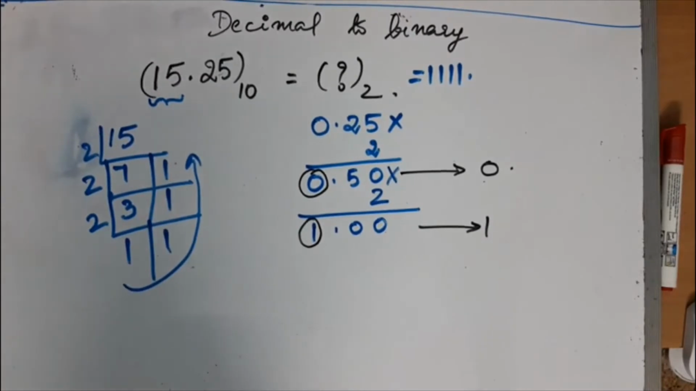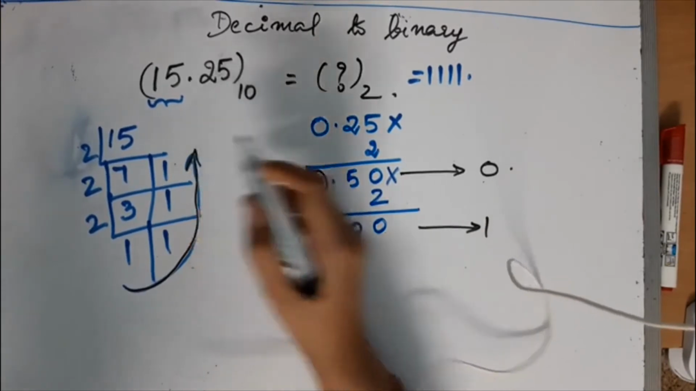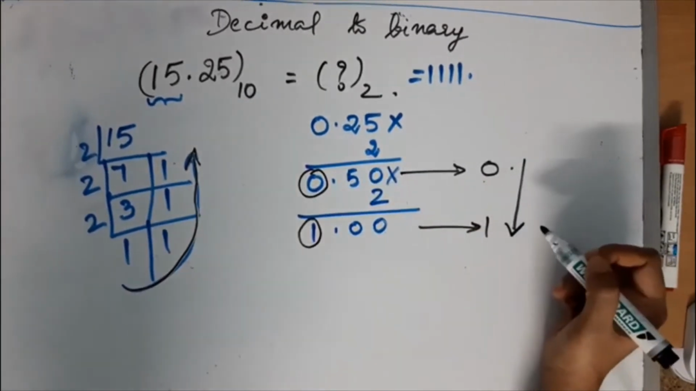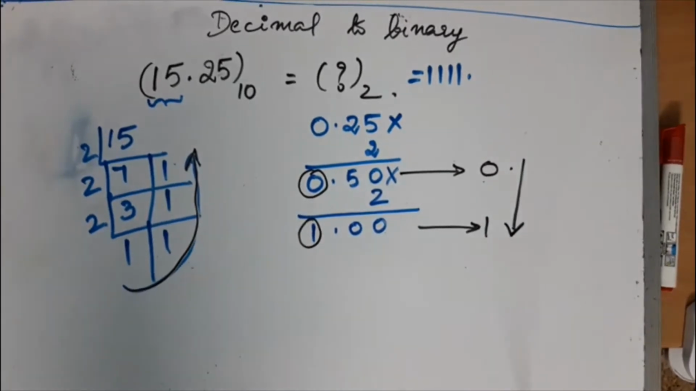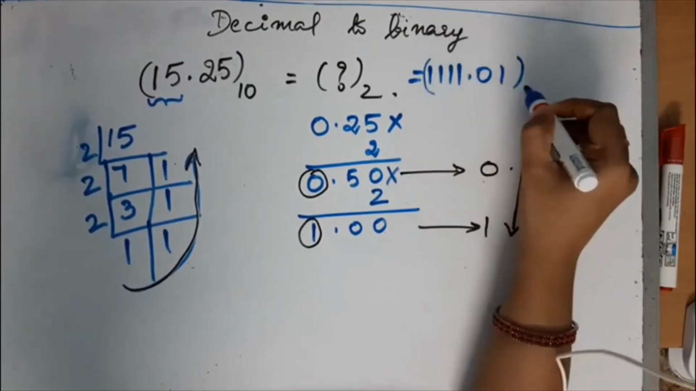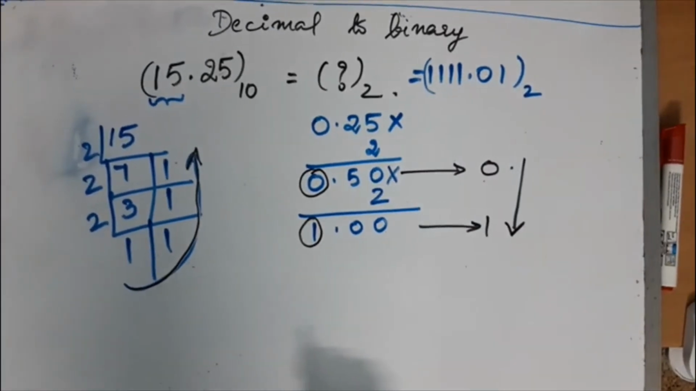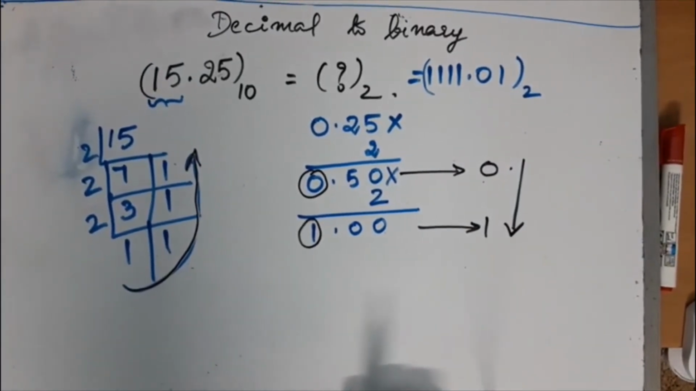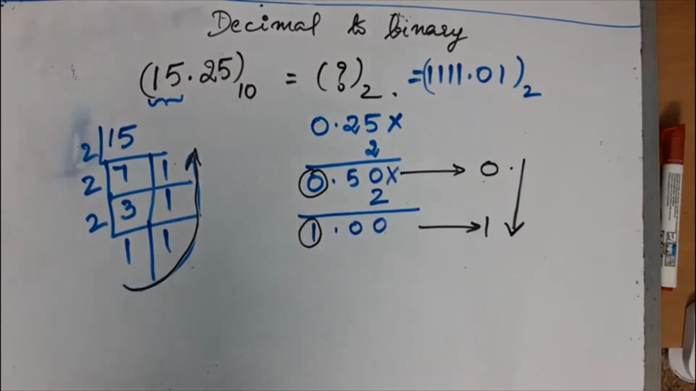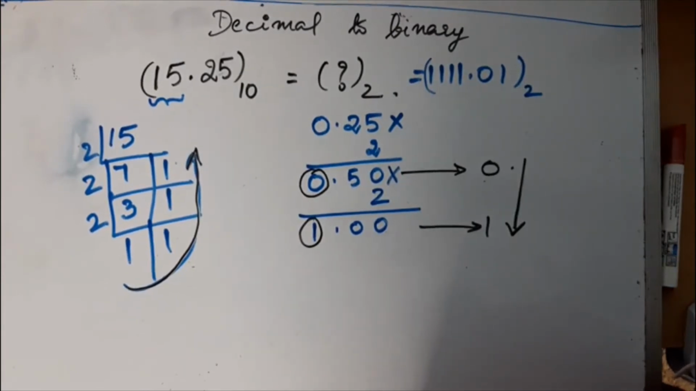Okay. Now the difference is, here we took it from bottom to top. Here we will take it from top to bottom and write it as 0.01 to the base 2. 0.1 means 0, 1, 0, 1. Okay. So this is the conversion of decimal to binary, both the fraction part as well as the whole number part.